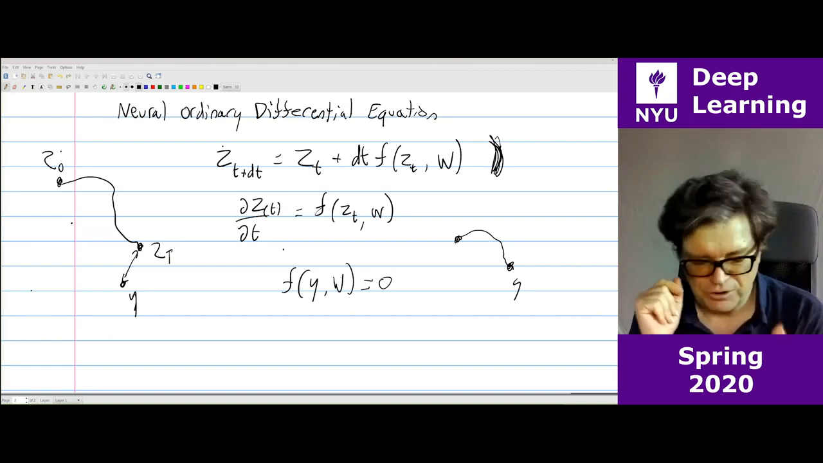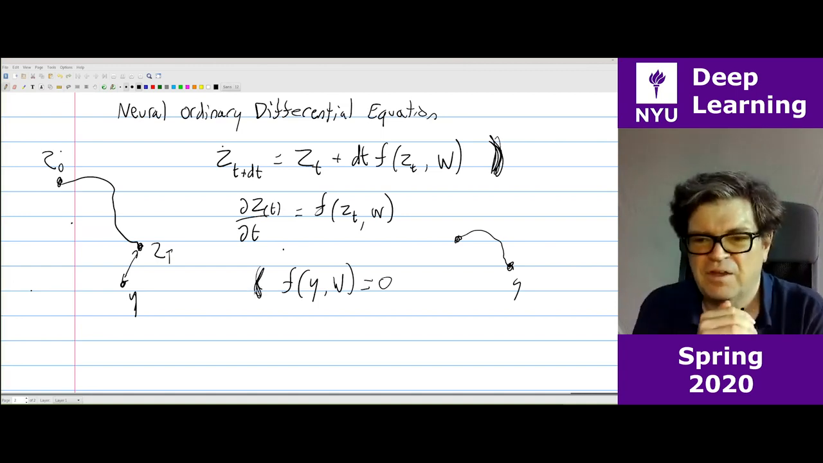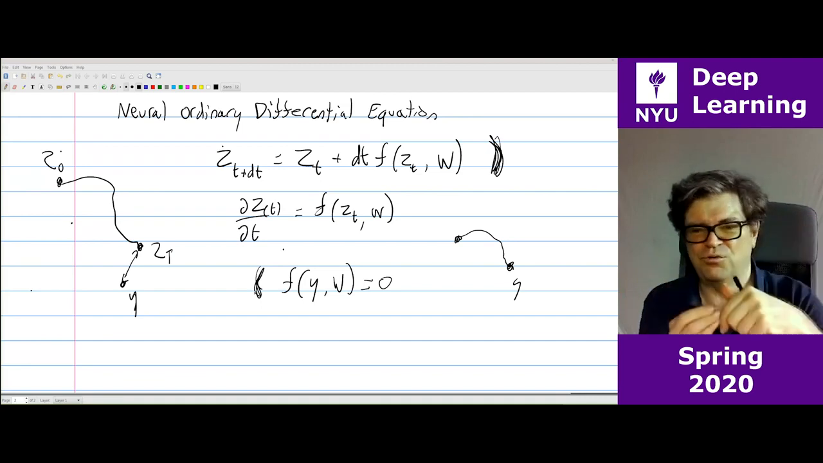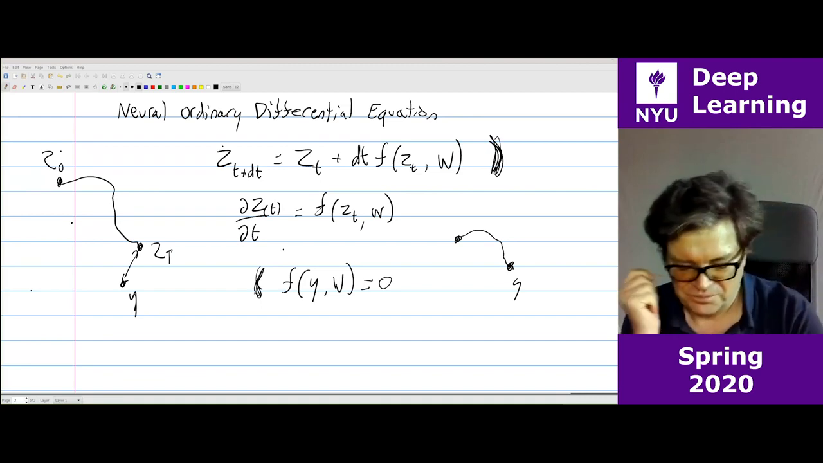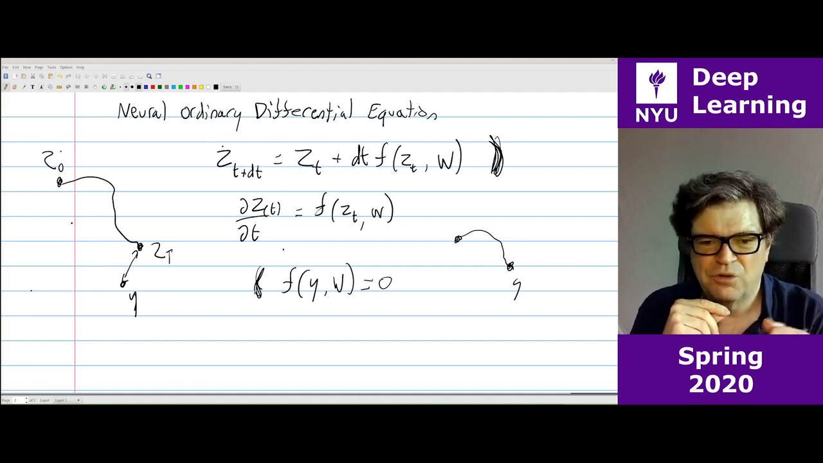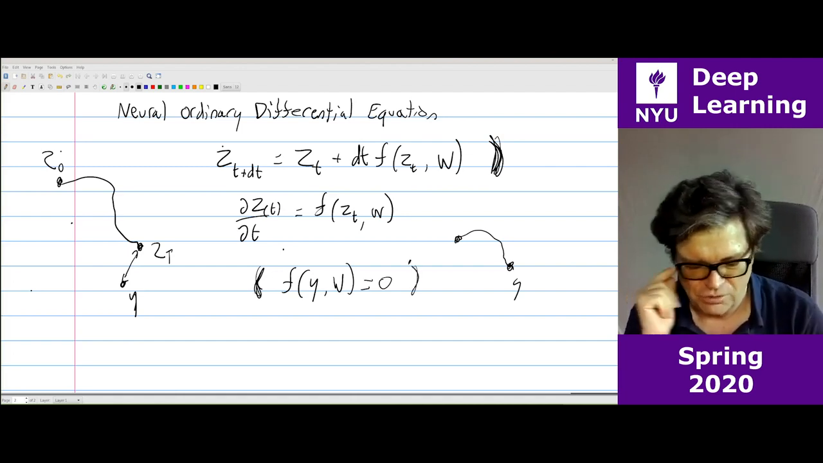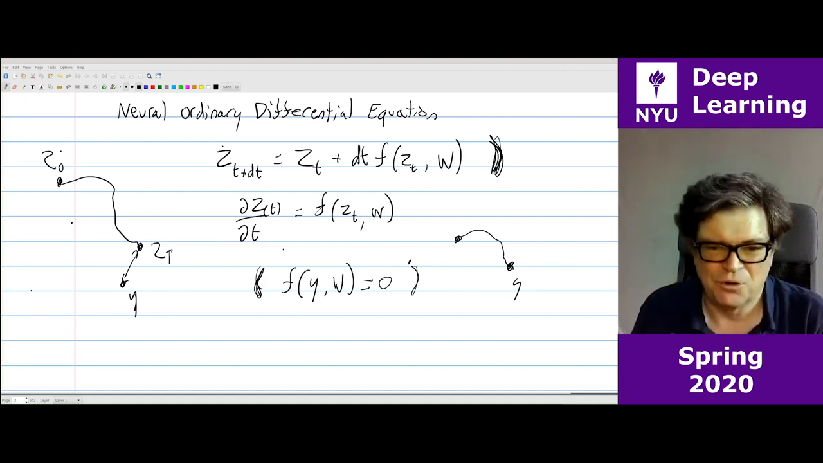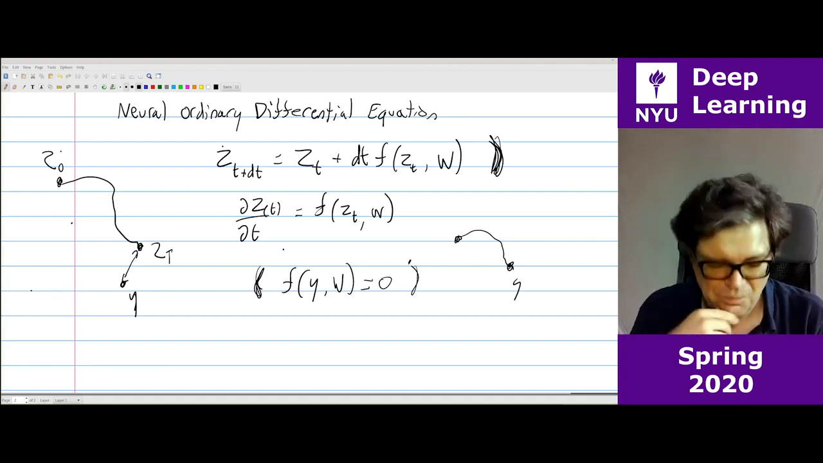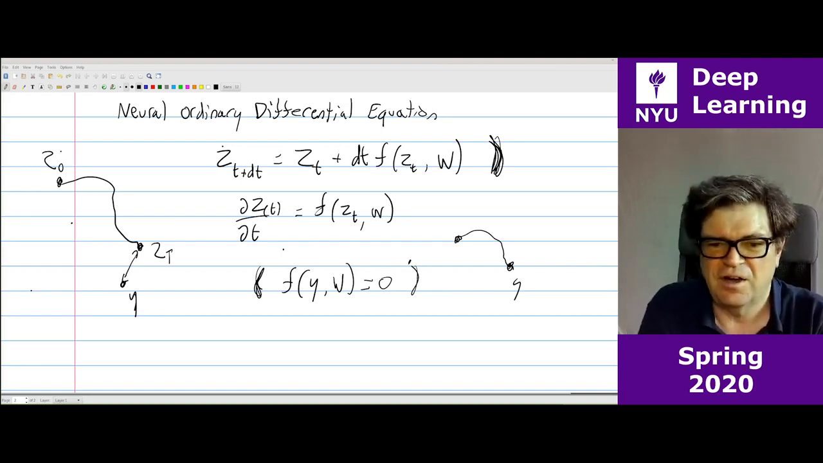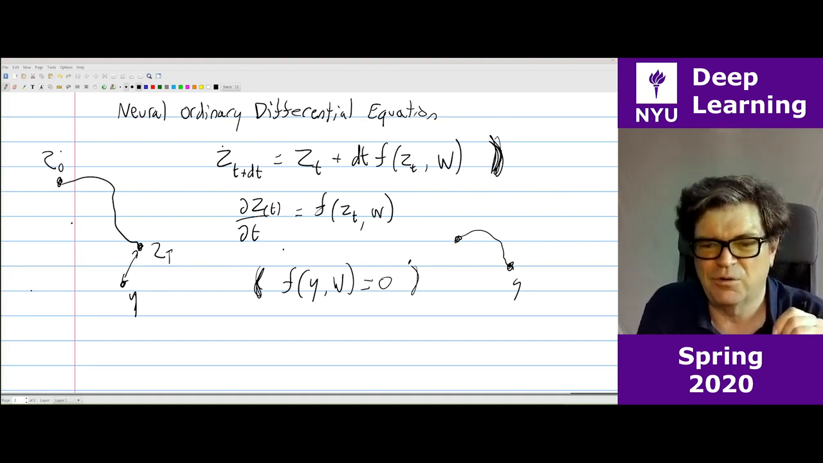But if what you're interested in is just learning a stable state like this, then you don't need to store the trajectory. You start from some point, you converge to some other point, and you want to make Y a stable state. What you just need to do is ensure that this is true. And the way you can do this is by minimizing your cost, which would be something like the square norm of F of Y, W. But the point is that you don't need to remember the entire trajectory. The gradient with respect to the weights can be obtained by running a very similar type of differential equation backwards in time.